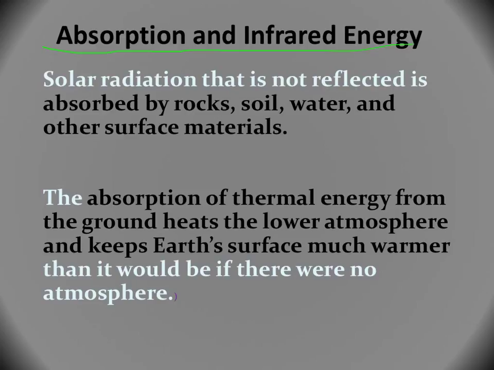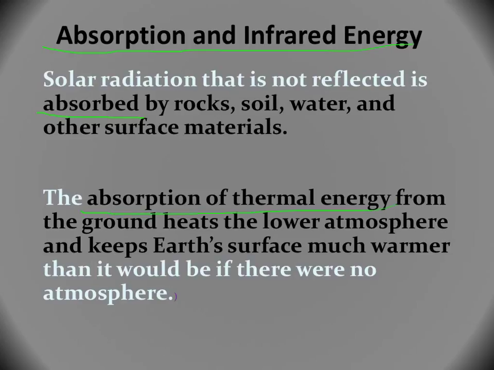Alright, so solar radiation that doesn't get reflected, doesn't bounce back, gets absorbed by different surface materials: rock, soil, water. It will heat up the water. That's why in the summertime, when we receive more solar radiation in the northern hemisphere, lakes and ponds and everything heat up. They're heating up because of the sun. The sun is hitting them and warming them up. Whereas in the wintertime, there's not as much solar radiation hitting us, and so they can't heat up as much.